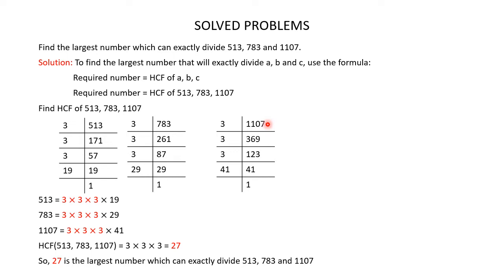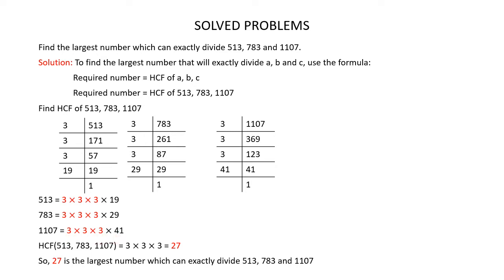1107 divided by 3 is 369. 369 divided by 3 is 123. 123 divided by 3 is 41. 41 divided by 41 is 1. So the prime factors of 1107 are 3, 3, 3 and 41. So 1107 can be written as the product of its prime factors as 1107 is equal to 3 multiplied by 3 multiplied by 3 multiplied by 41.